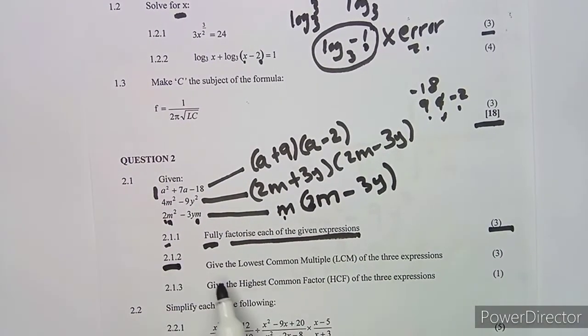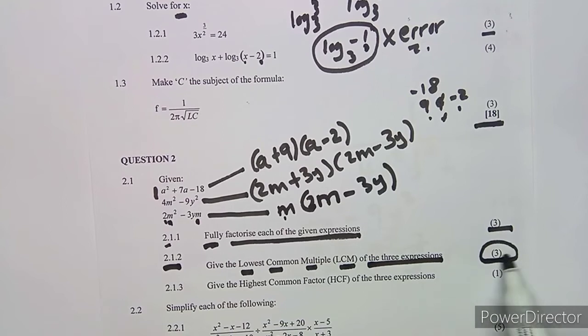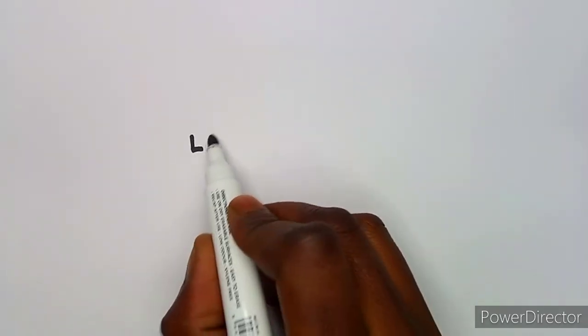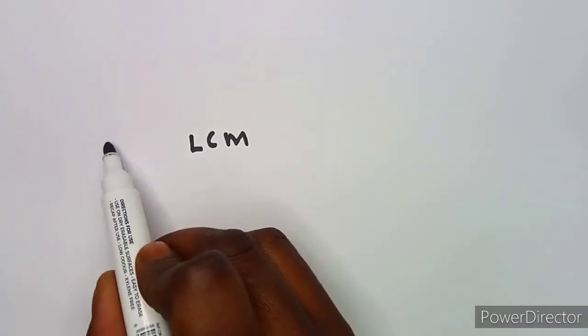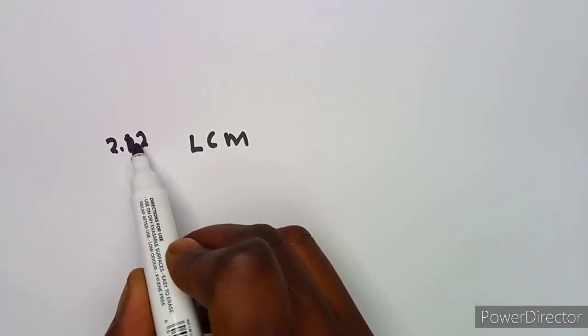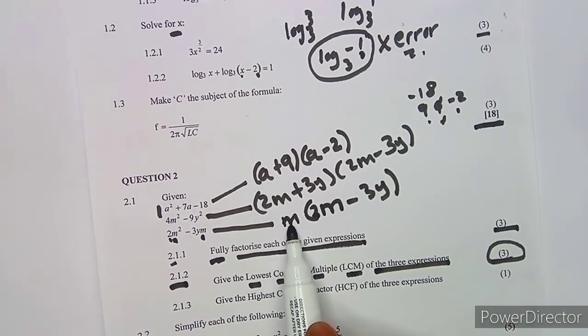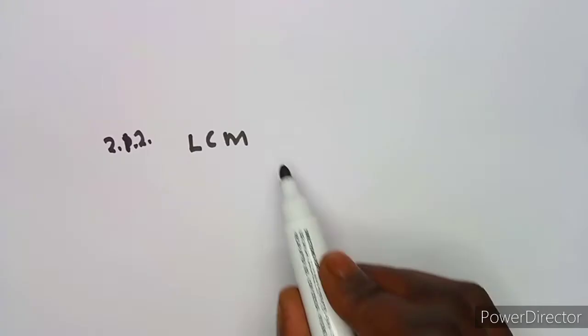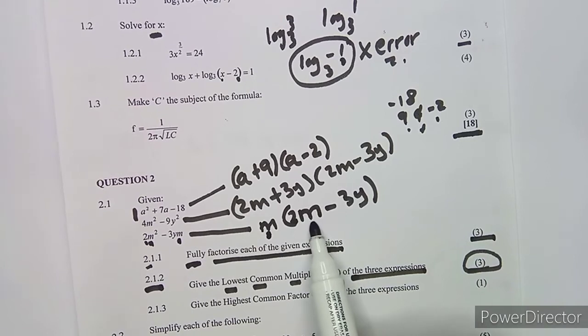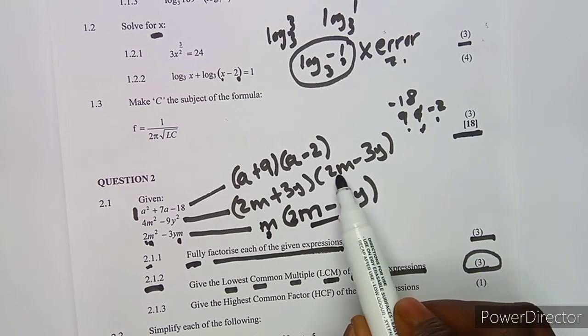Then on 2.12, give the lowest common multiple, which is the LCM, of the 3 expressions, and you've got 3 marks for that. And remember, I told you guys that for the LCM, you have to take each and every term which is present, each and every term which is given. So you have to take all the terms. As you can see, outside the bracket there is m, so you can start with that m, then we move on to the brackets. We have this bracket of 2m minus y, which is the same as this one.